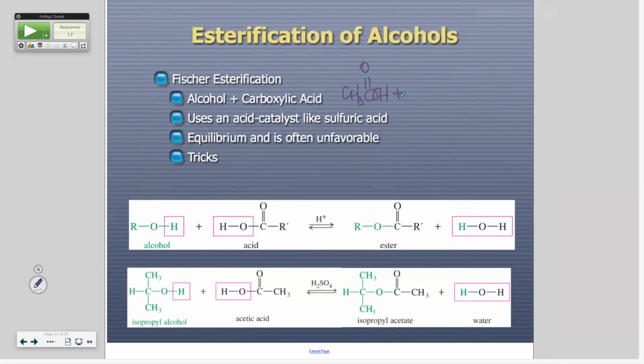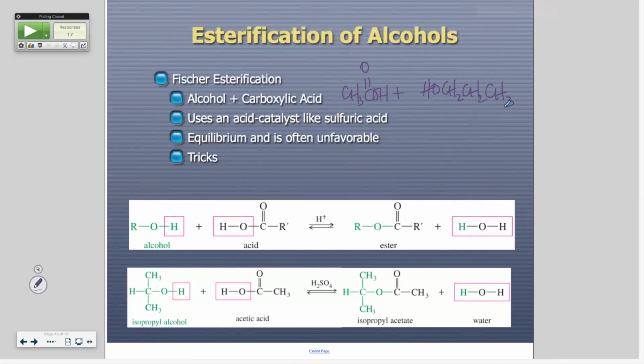Was it 1-propanol? 1-butanol? It was a little one. I didn't think it was real big. Propyl alcohol? Okay, that's 1-propanol. The N just means normal, just a regular straight chain. So the alcohol plus the carboxylic acid, that's the one you made in lab, and you had to add sulfuric acid to it. That kind of gets everything going. The equilibrium is often unfavorable.